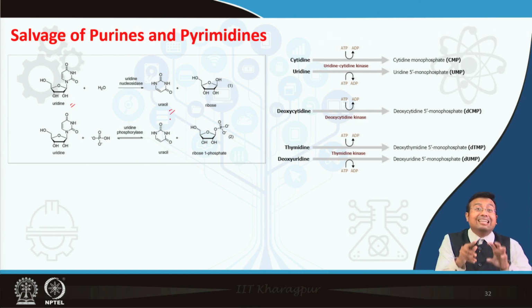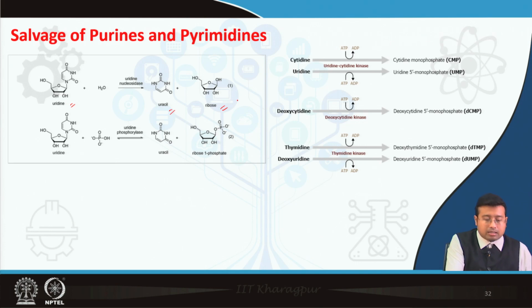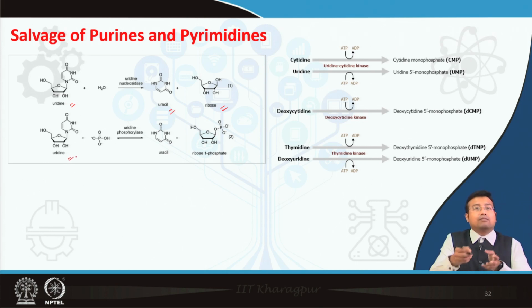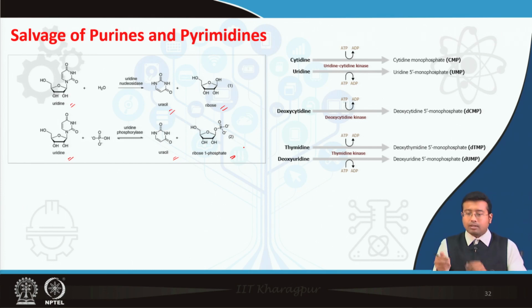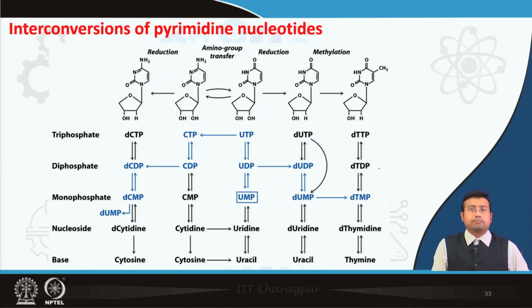So, in salvage of pyrimidine, we can see a case where uridine has been converted to uracil, that is the base, and ribose 1-phosphate, and in this salvage reaction uracil is combining with ribose 1-phosphate to form uridine. This is a reversible reaction, alright, it can occur in both ways. Here we can see interconversion of multiple pyrimidines by cytidine uridine kinase, here also deoxycytidine kinase, thymidine kinase. So, all of them convert these bases to their monophosphate forms. And this is very obvious, alright, interconversion of pyrimidine nucleotides.